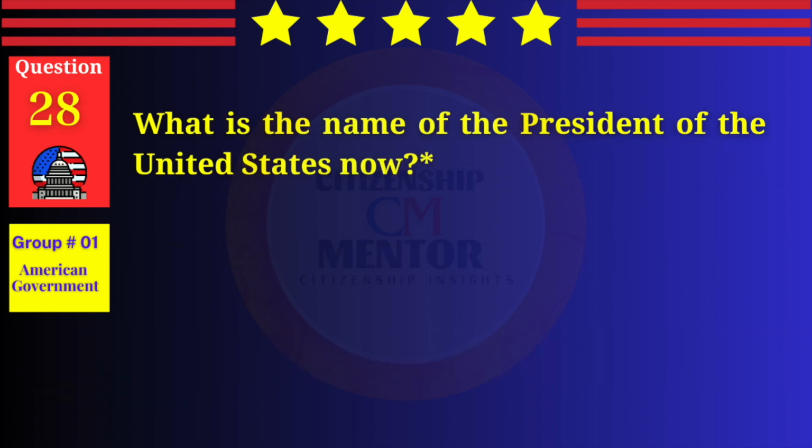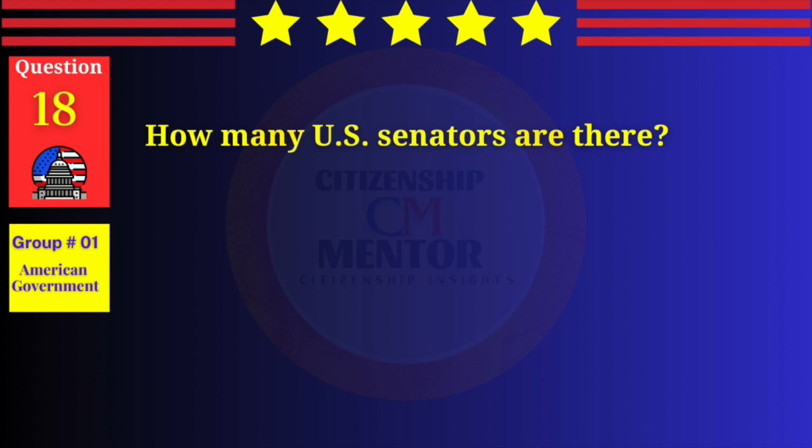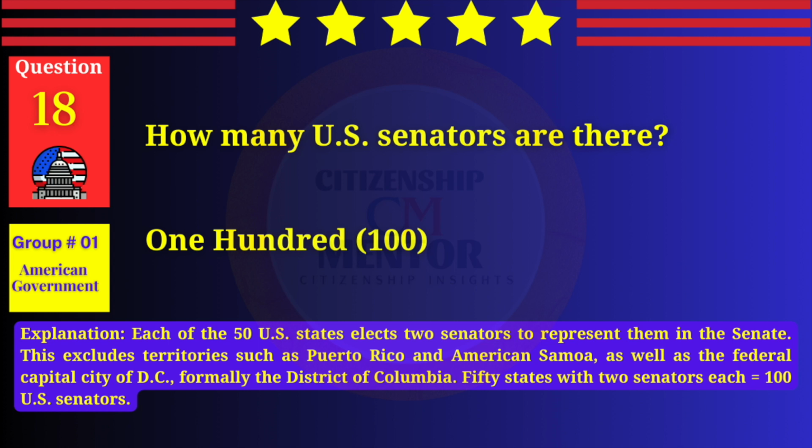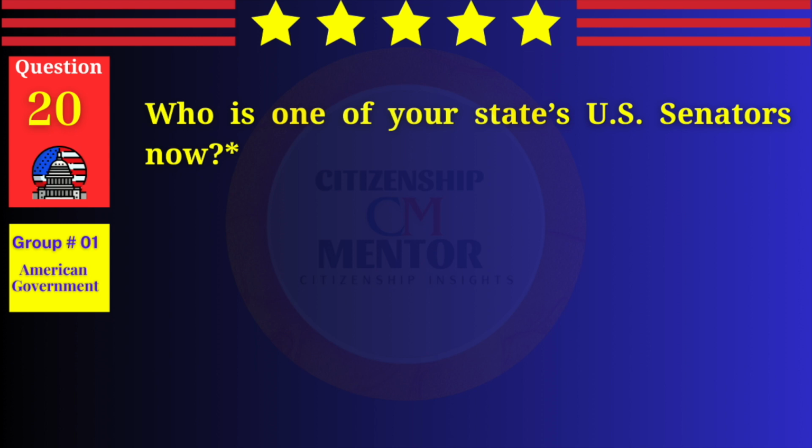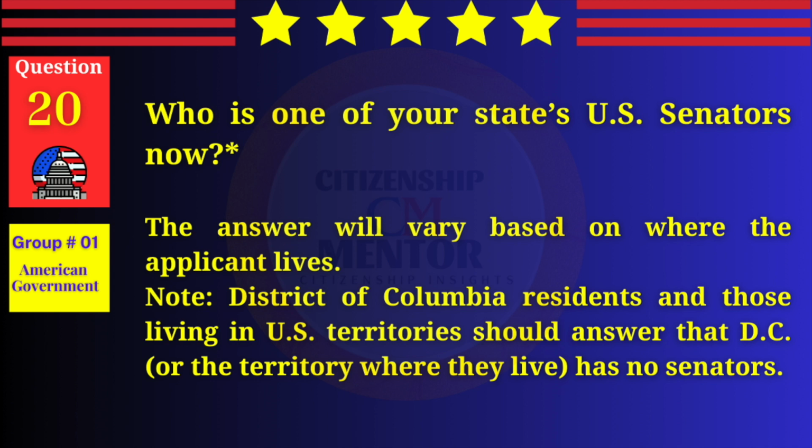What is the name of the President of the United States now? Joe Biden. How many U.S. senators are there? 100. Who is one of your state's U.S. senators now? The answer will vary based on where the applicant lives. Note: District of Columbia residents and those living in U.S. territories should answer that D.C., or the territory where they live, has no senators.